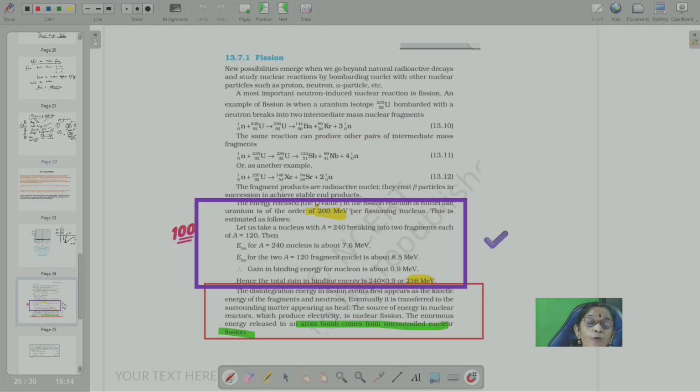Now about nuclear fission. This is all very simple, children. Nuclear fission is nothing but the breaking up of the nucleus.